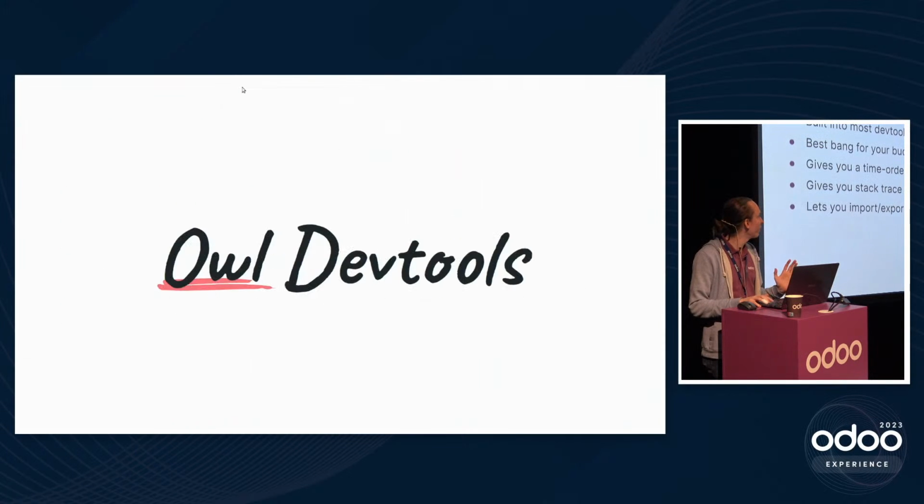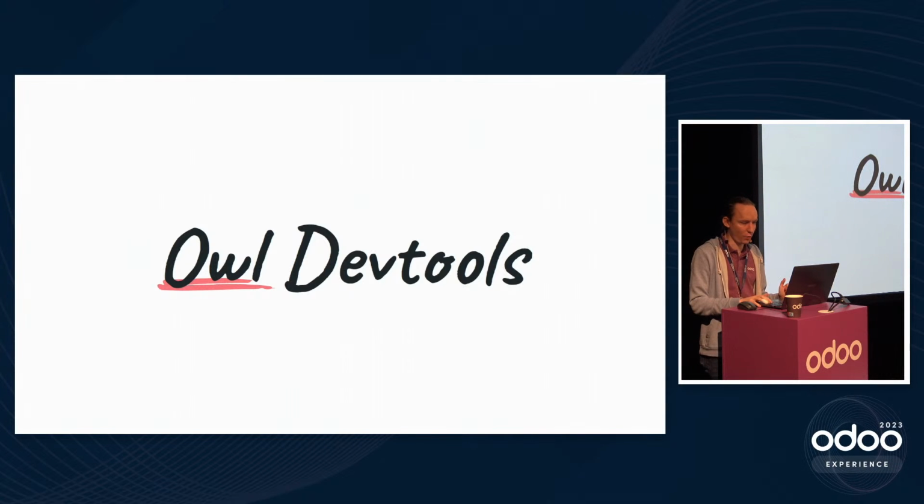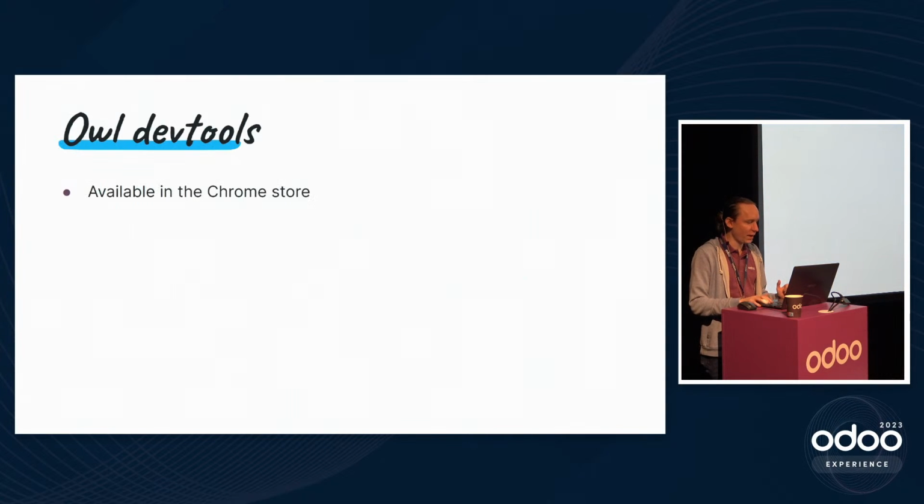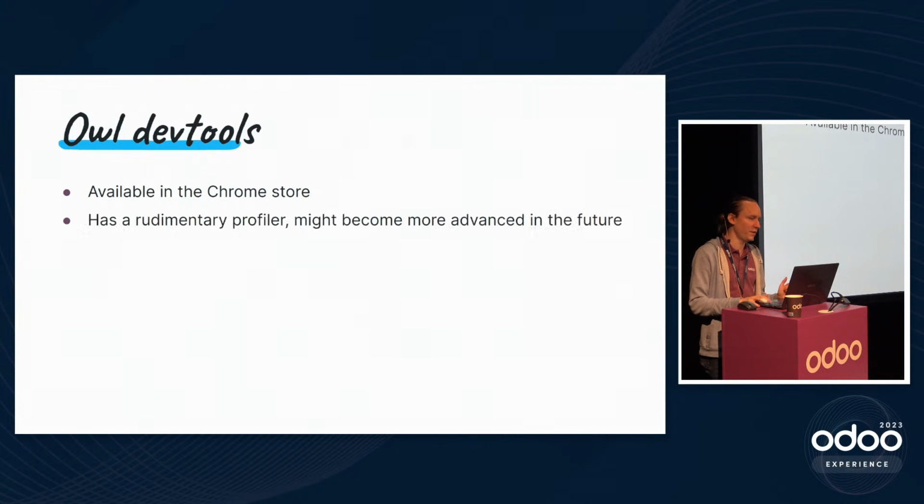Okay, so that's mostly it for the performance profiler. And then the last one is, as a bonus, the Owl DevTools. The Owl DevTools are available right now in the Chrome extension store. You can download it. It has a rudimentary profiler, which might become more advanced in the future.